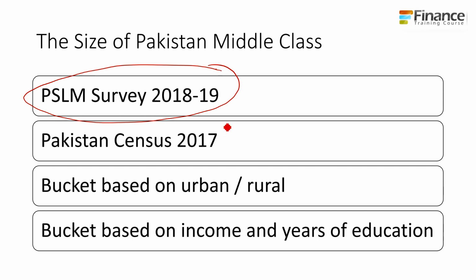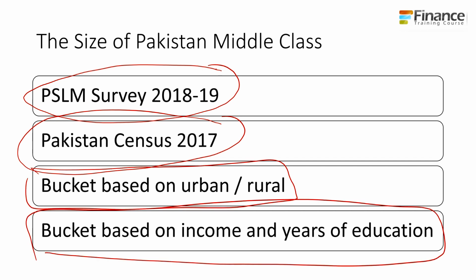I think the second big piece is the Pakistan census 2017. This is something that'll get updated every 5 to 10 years. The most recent set that we have is of 2017, which is about 5 years old. Beyond this, there are buckets based on the urban-rural segmentation as well as income and years of education. So we used a combination of these four sources: the PSLM survey, the Pakistani census, some research indicating bucketing challenges on the urban-rural divide, city versus villages, urban versus peri-urban areas, as well as buckets based on income and years of education. So what does the data indicate?